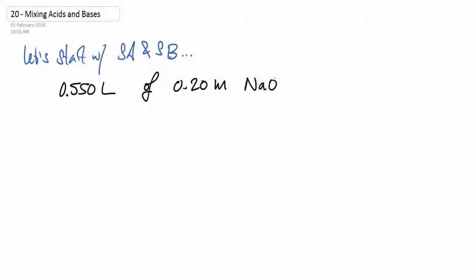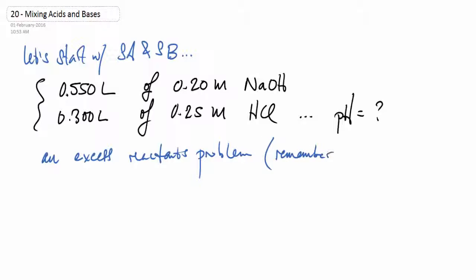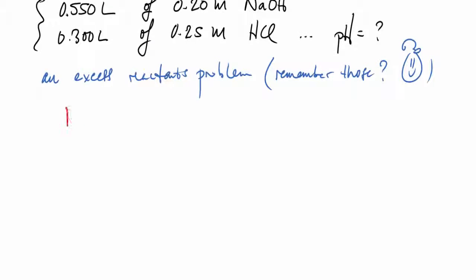So today let's start talking about mixing acids and bases with a conversation about strong acids and strong bases. Here we'll mix 0.550 liters of 0.20 molar sodium hydroxide and 0.3 liters of 0.25 molar hydrochloric acid. What is the pH? This is really an excess reactants problem, as you can probably see, and you might remember these from our previous studies. So let's have a look and see.